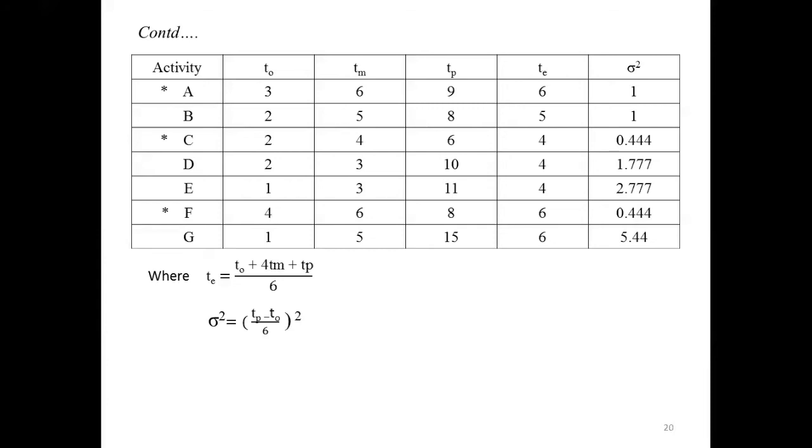After calculating the variance for each activity, the variance of the project, sigma square, is the sum of the variances of the activities you have marked with a star, that is the critical activities. For activity A, the variance is 1. Here you write 1. C is a critical activity in the critical path, so for C the value is 0.444. Here you write 0.444. For F, you also have 0.444.